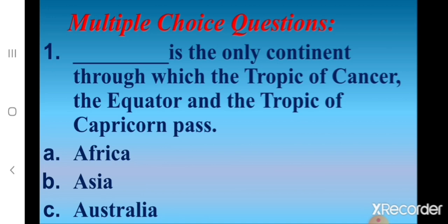Multiple choice questions. First one, dash is the only continent through which the Tropic of Cancer, the Equator and the Tropic of Capricorn pass? A. Africa, B. Asia, C. Australia. What's the correct option? Correct. A. Africa. Africa is the only continent through which the Tropic of Cancer, the Equator and the Tropic of Capricorn pass.